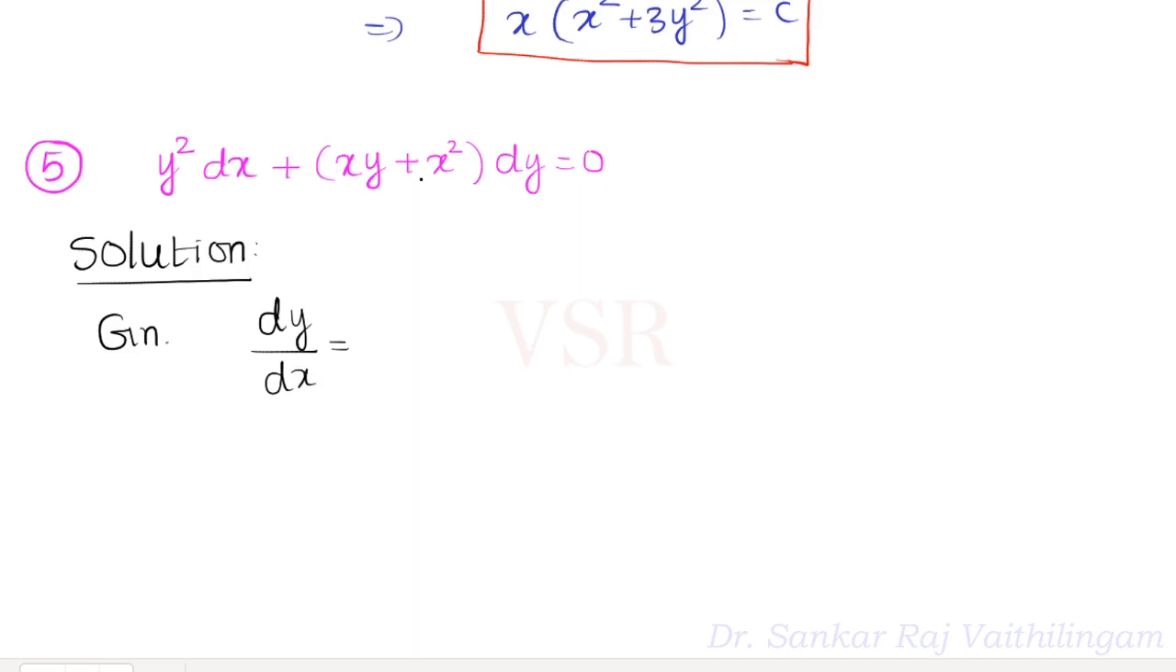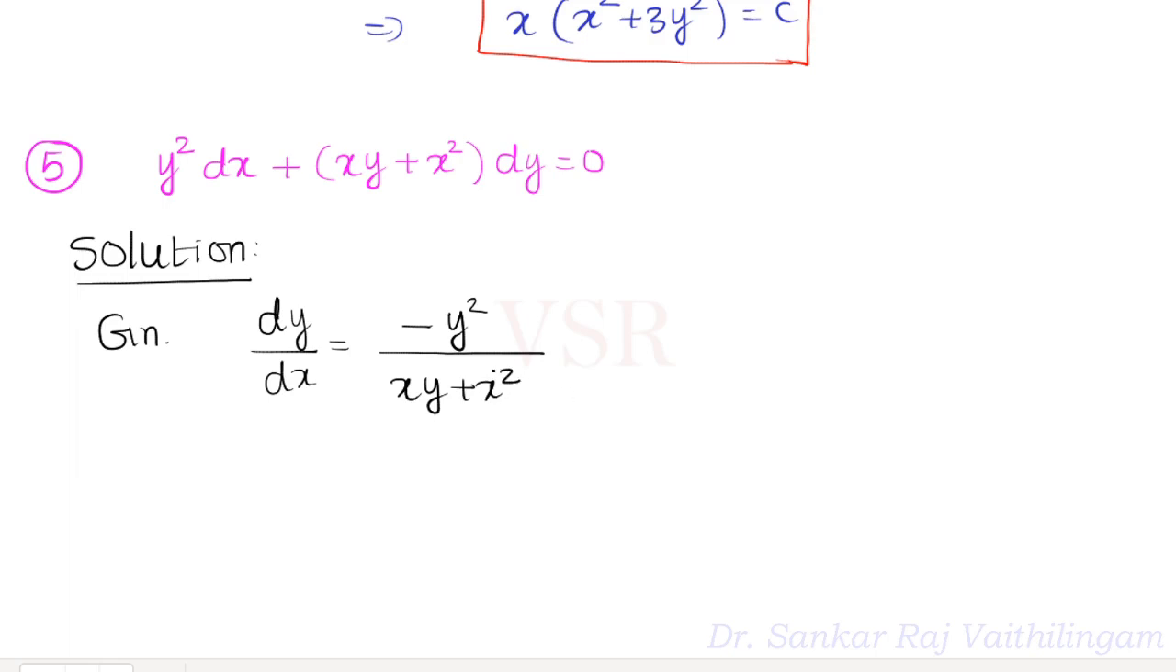You can take it this way: first divide by dy. Okay, then if we divide by dx, dx will come here, and then only y square will remain. Then I divide by this, so by taking it to that side we may have, this is minus y square divided by xy plus x square.